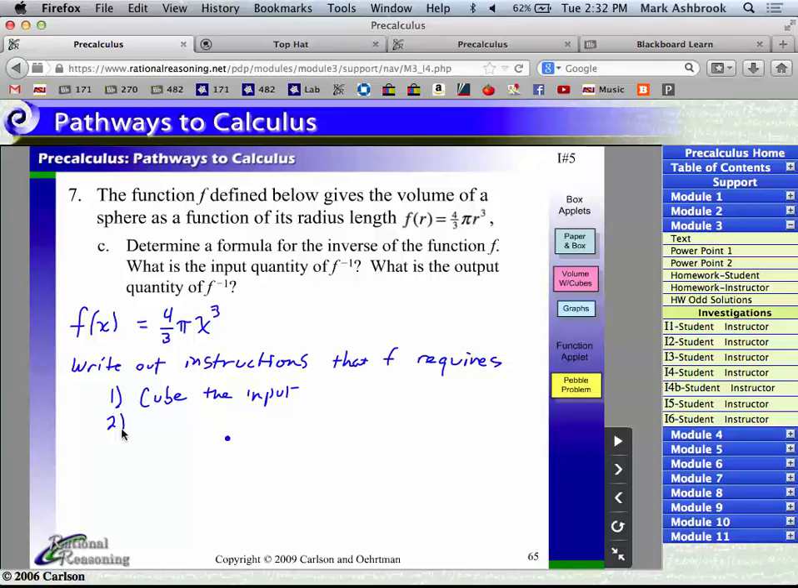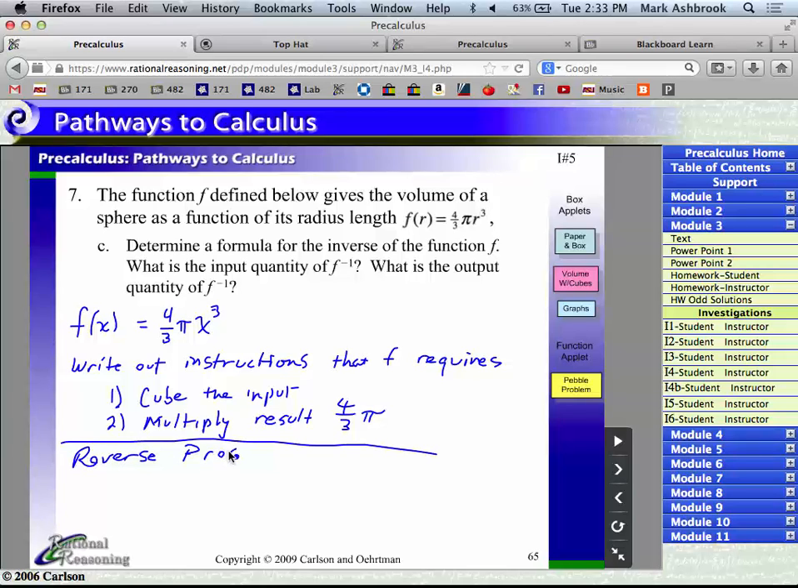And then what's the next thing f is telling us to do? Take that result and what? It's telling us to multiply the result by what? 4 pi thirds, or 4/3 pi, right? Isn't that what f tells us to do to the input? It tells us first to cube the input and then multiply that result by 4/3 pi. So the inverse process is just going to be to reverse this, undo this. So let's write that out.